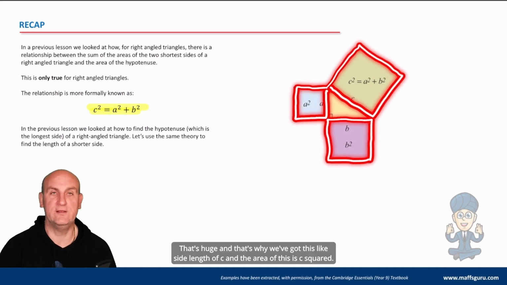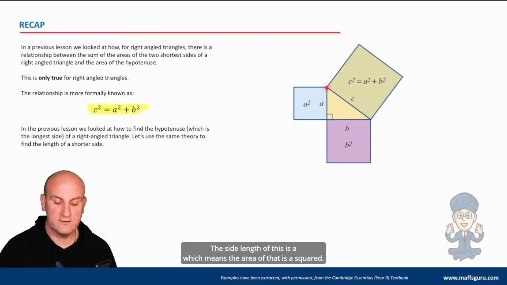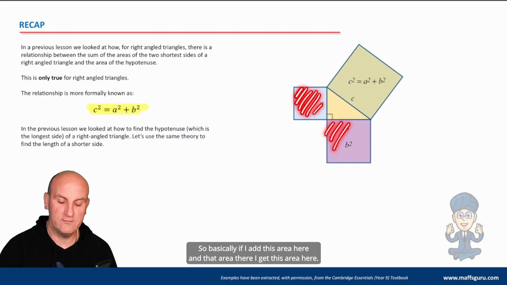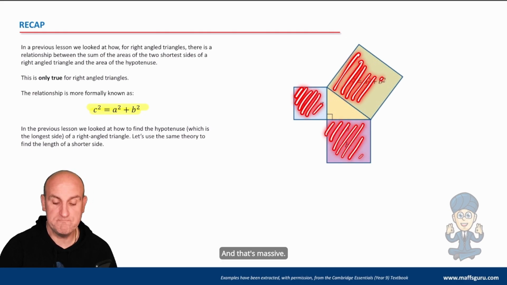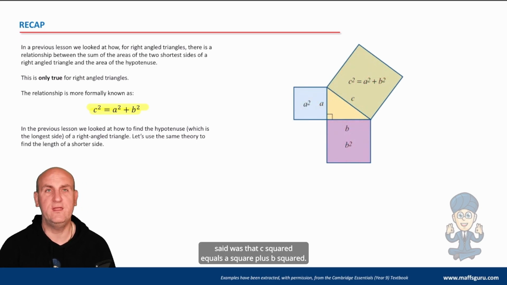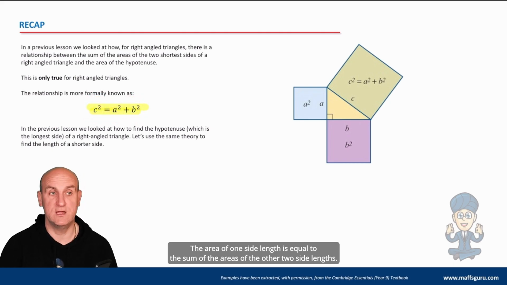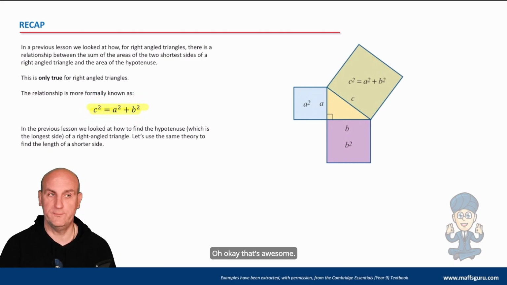Now, that's huge, and that's why we've got this side length of C, and the area of this is C squared. The side length of this is A, which means the area of that is A squared. The side length of this is B, which means the area of that is B squared. So if I add this area here and that area there, I get this area here, and that's massive. What Pythagoras, or whoever he got this formula from, said was that C squared equals A squared plus B squared. The area of one side length is equal to the sum of the areas of the other two side lengths. Oh, okay, that's awesome. Let's see what we do.